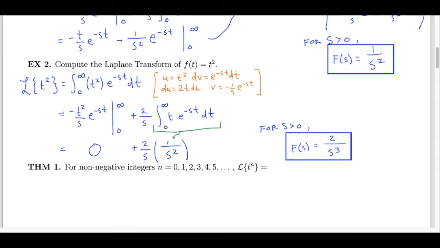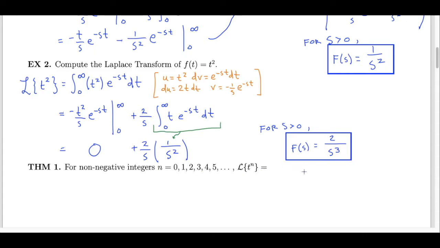I would need to continue applying integration by parts. And notice that every time I apply integration by parts, I would differentiate this term one more time. In this case, we went as far as getting t in the integrand. If I had started with t cubed, then this integral would have been t squared e to the negative st, which is of course the transform of t squared. So I would have had 3 over s times this expression here. So one thing that's clear is that the power on the s in the denominator is going to increase as the power of t increases.